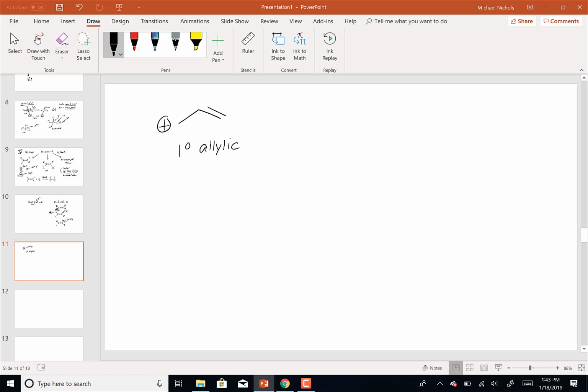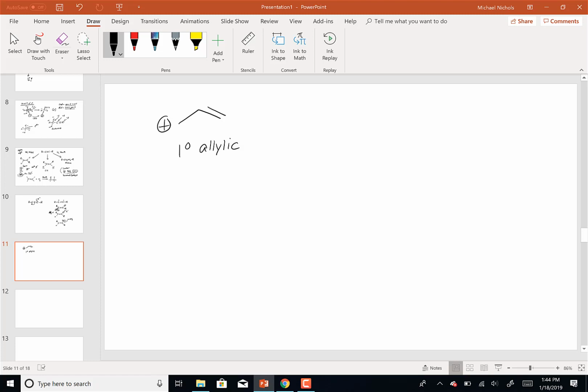That is what's called a primary allylic carbocation. The allylic position is the one that's attached to a double bond. Now, we talked about geminal, we talked about vicinal, we talked about vinyl. If that was a chloride, it'd be a vinyl chloride. But when we talk about radicals and carbocations, that becomes an allylic position. So this is a primary allylic carbocation, and it is stable.